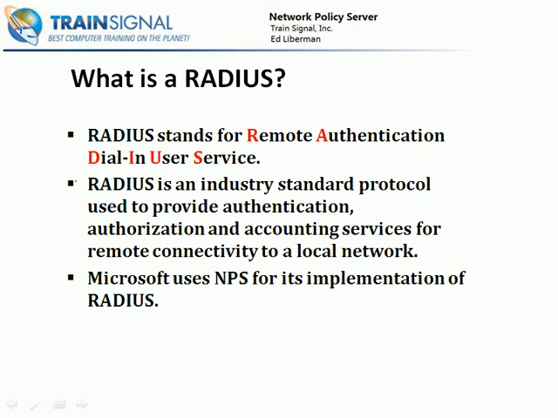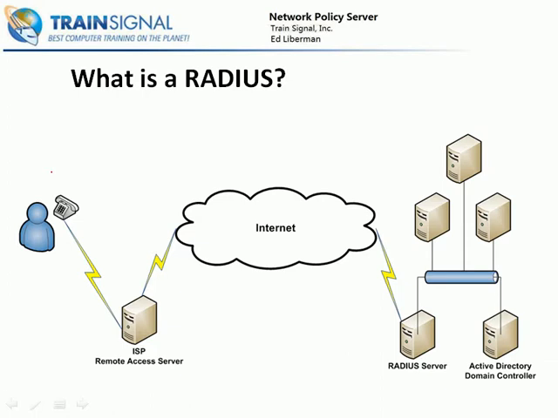Now, as I said a few moments ago, Microsoft uses NPS, Network Policy Server, for its implementation of Radius. Now, what I'd like to do is take you back through time and show you how Radius has been used. Originally, Radius was primarily used exclusively by the ISPs, by your internet service providers. The original use primarily for Radius was for the ISPs to keep an account of how long each of their clients had been connected to the internet.